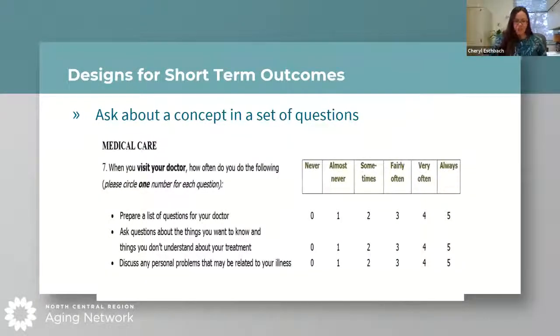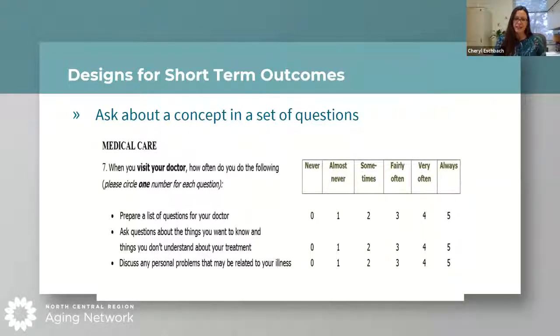This is another example of one-time measurement for short-term outcomes. This is related to healthcare utilization or medical care. And this is a set of 3 questions that can be used to talk about the concept of medical care or health literacy. So participants will indicate their frequency of preparing questions for their doctor, discussing personal problems related to their illness, and communicating with healthcare providers is what we are trying to measure.